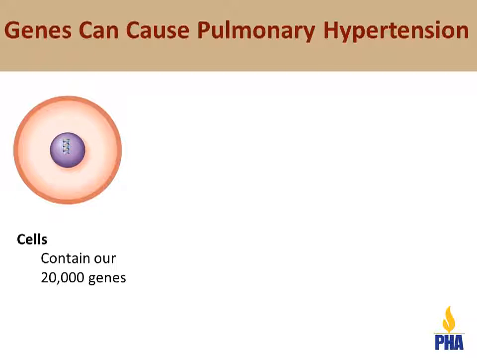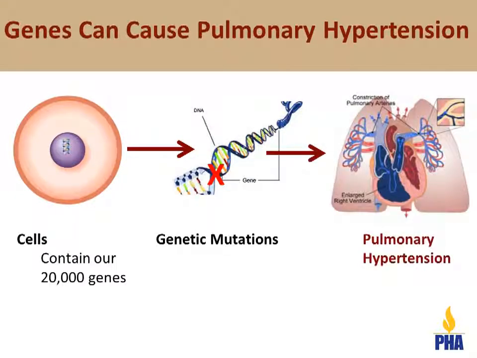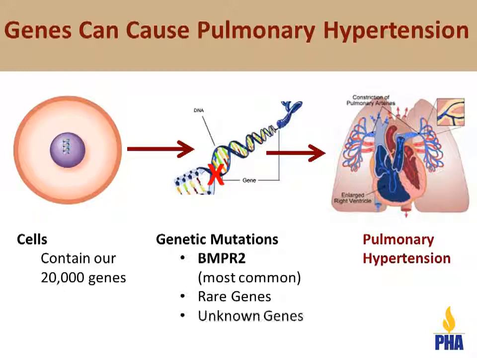A mutation in one of several different genes can cause pulmonary hypertension. A mutation in a gene called bone morphogenetic protein receptor 2, or BMPR2, is the most common genetic cause of pulmonary hypertension. Approximately 70% of people with a family history of pulmonary hypertension have a mutation in the BMPR2 gene. About 20% of people with idiopathic pulmonary hypertension have a mutation in the BMPR2 gene. The other genetic causes of pulmonary hypertension are rare. There are some genetic causes of pulmonary hypertension that are not yet known.